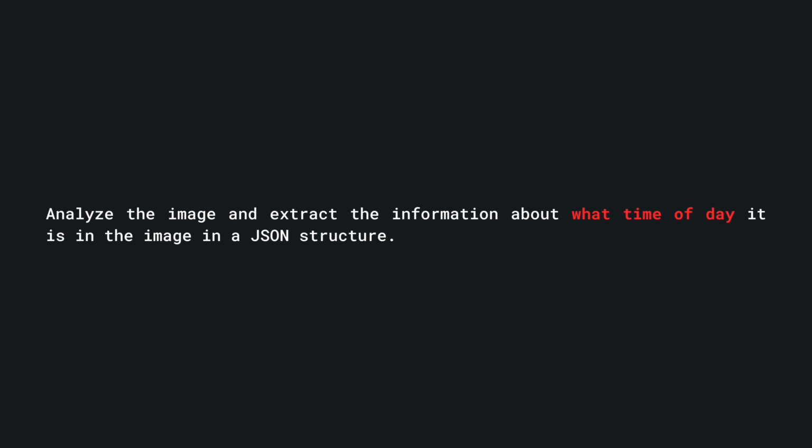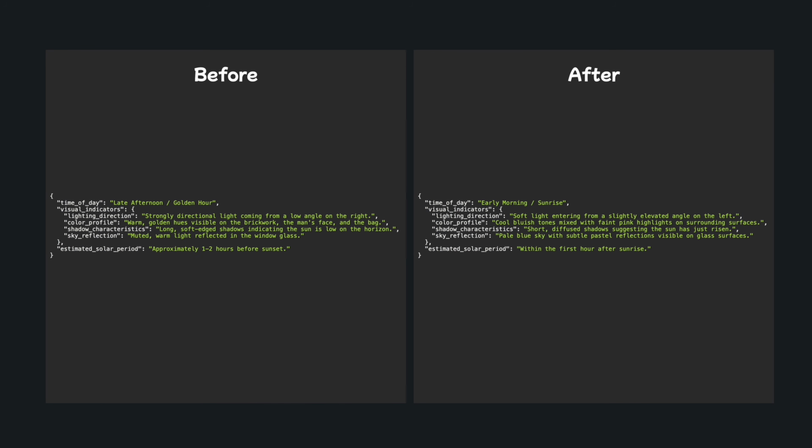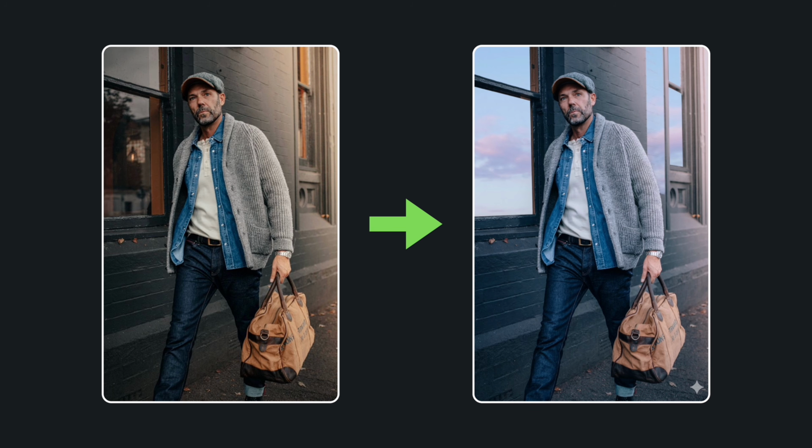Now I will change the time of day. I'm changing late afternoon to early morning and adjusting the other settings. For example, I'll set the solar period to the first hour after sunrise. Remember, you don't need to change every item. Just write what you want and the AI does it for you. Because I am teaching, I'm changing the items one by one so you can see the result clearly. As you can see, the lighting changed from late afternoon to early morning, and I think the result looks great.